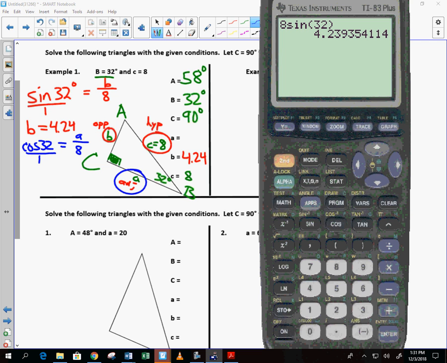Cross multiply. 8 times 1, A. 8 times the cosine of 32, 6.78. Does anybody know another way I could have found 6.78 without using cosine? The Pythagorean theorem would have worked fine as well.